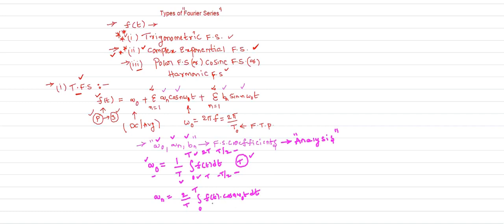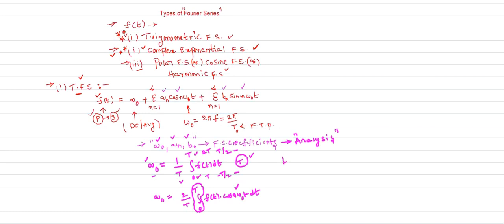Here also, while doing the integration, you need to consider the time period of 0 to t, or t to 2t, or 2t to 3t, or minus t by 2 to t by 2. Like that, the integration limits are always over the time period. So that is the calculation of an, in which, if you observe, there is a cosine function.